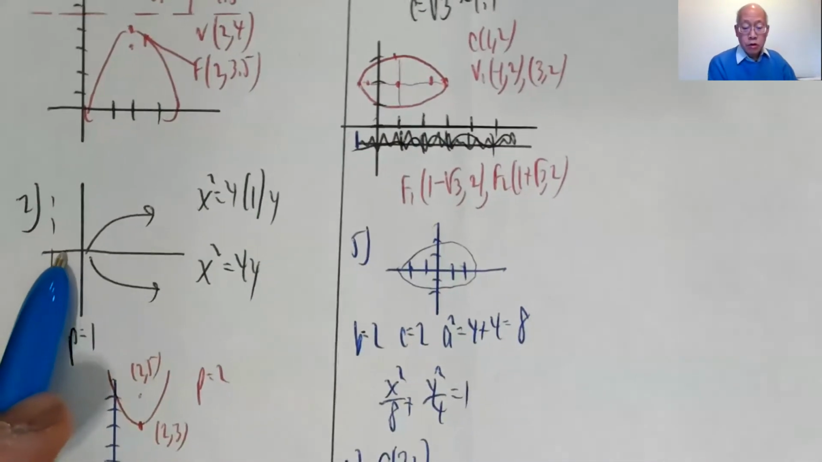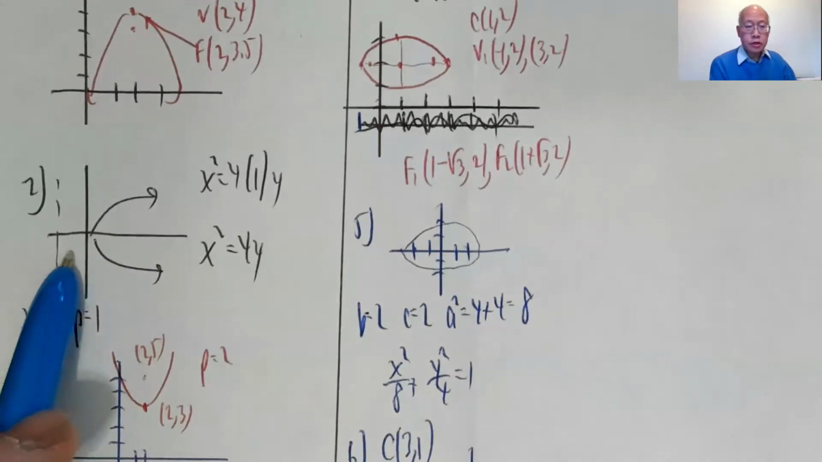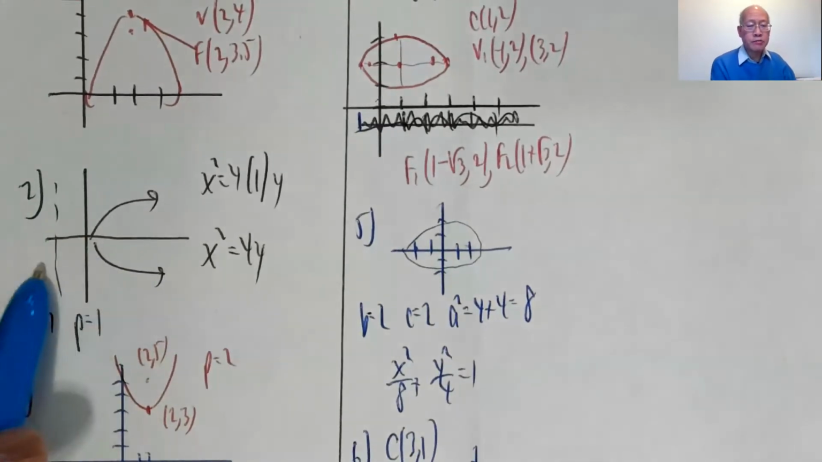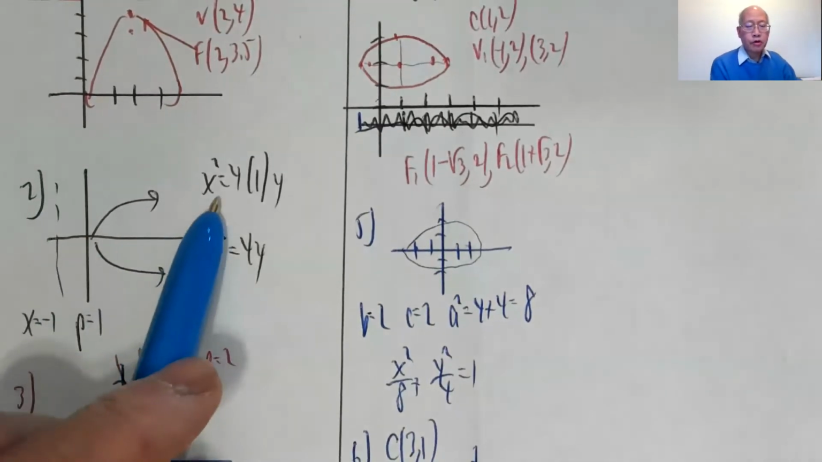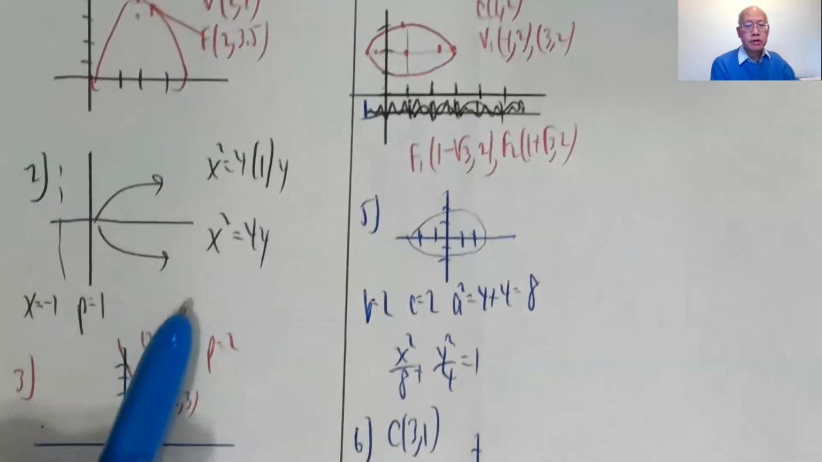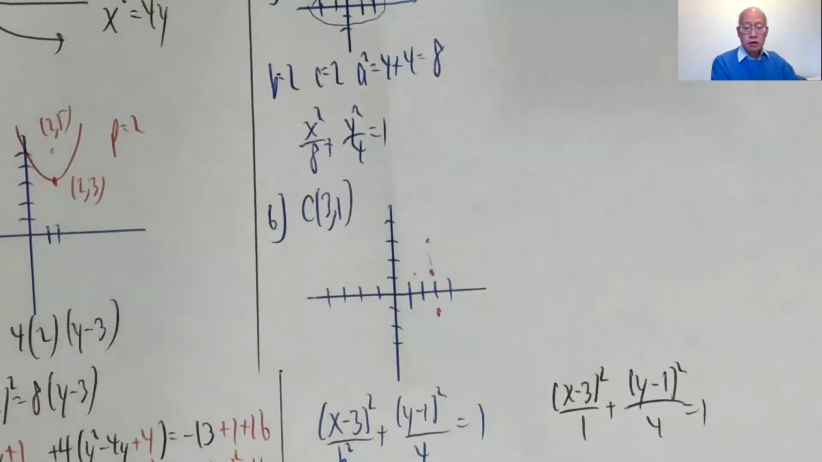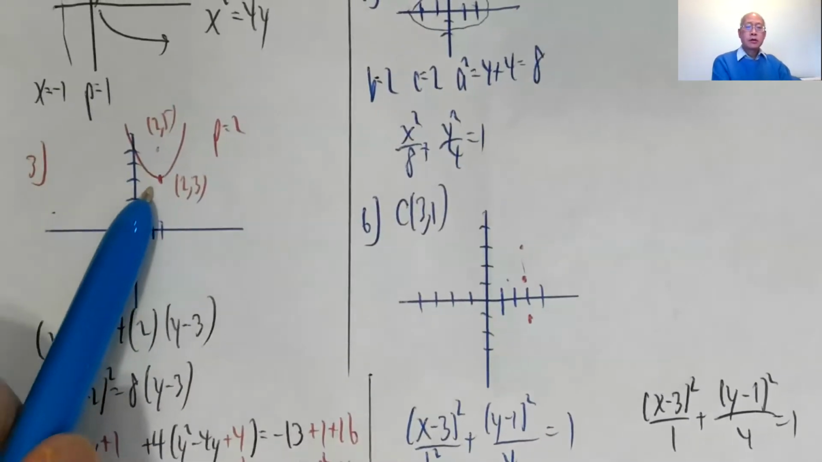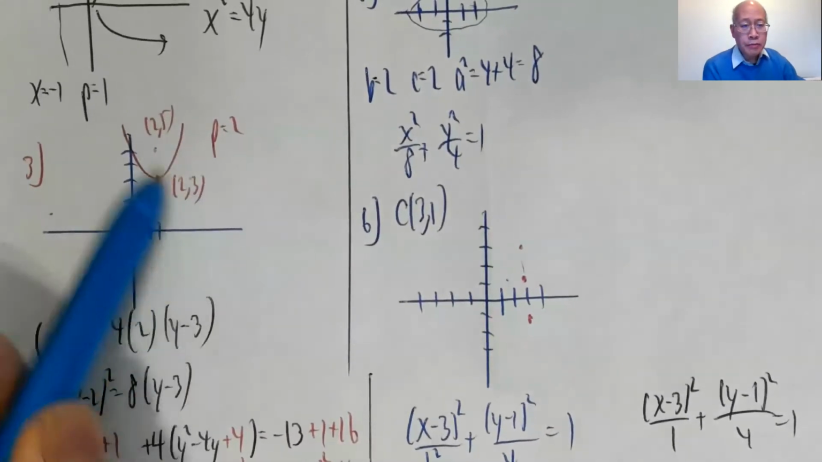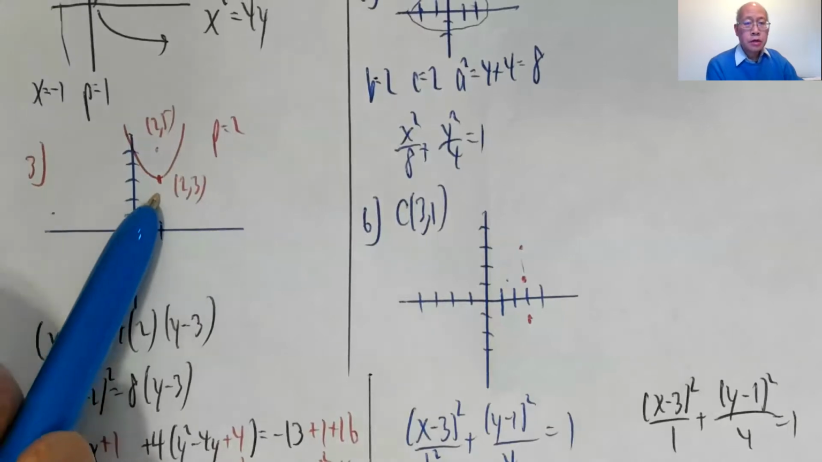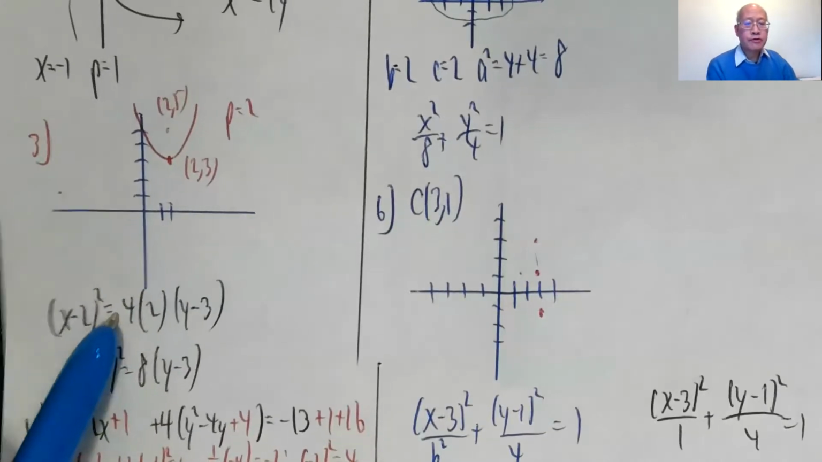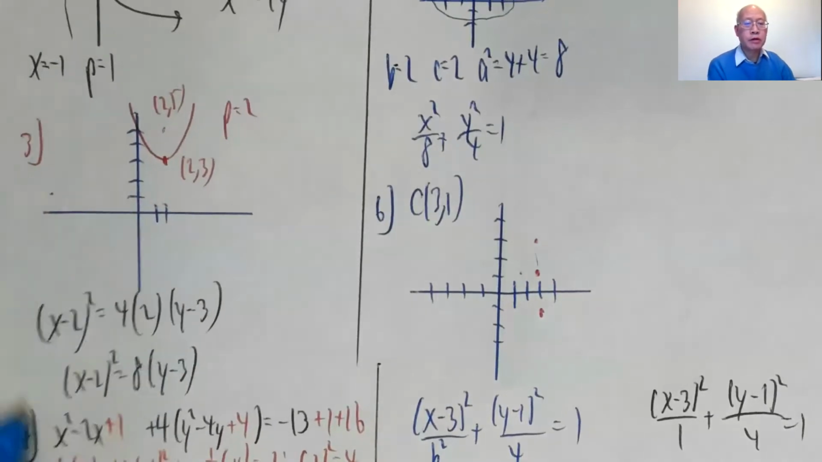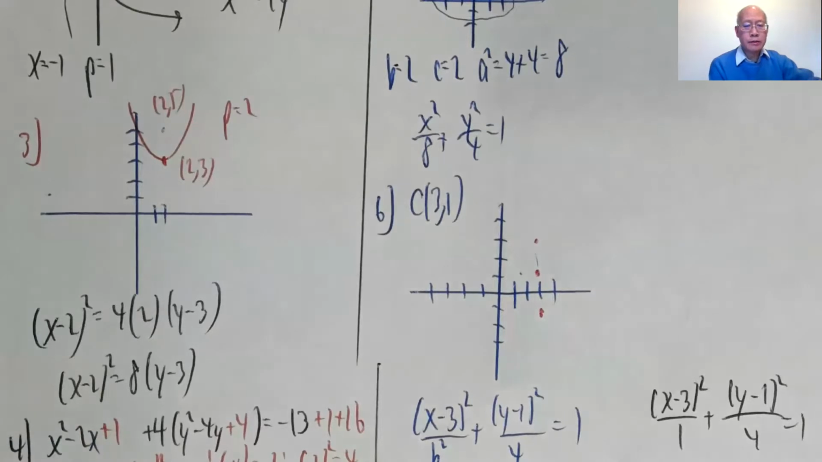Number 2. Opens to the right, vertex is at the origin, directrix x equals negative 1. That means p is 1. x squared equals 4py. p is 1, so x squared equals 4y. Number 3, vertex (2, 3), focus (2, 5). So that tells me it opens up. p is 2. So (x minus 2) squared equals 4p, which is 2, (y minus 3). (x minus 2) squared equals 8 times (y minus 3).